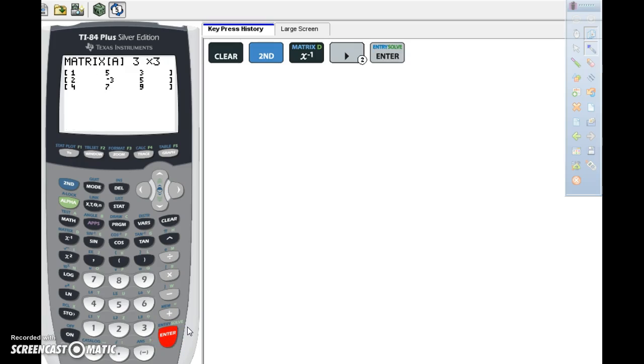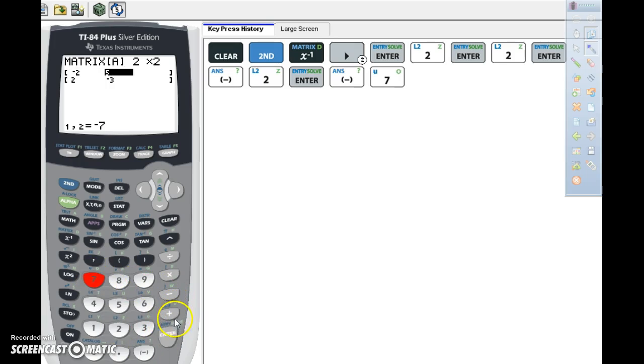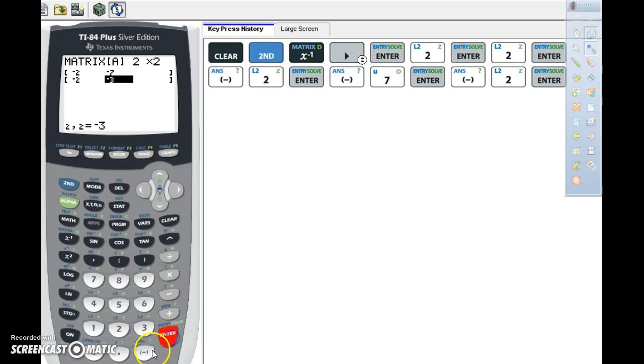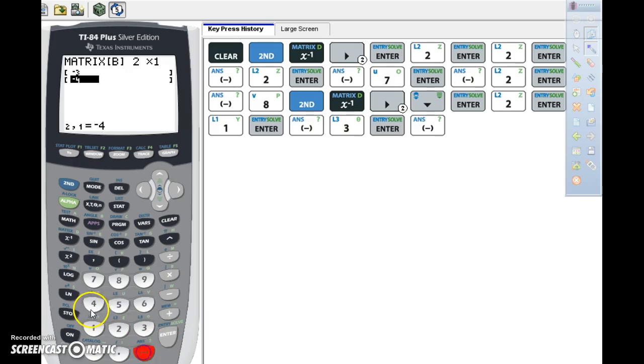And it is a 2 by 2, 2 rows and 2 columns. And it was negative 2, negative 7, negative 2, negative 8. So all the coefficients. Anybody need help getting to the screen? I need to hit enter. Negative 3, negative 4. Put in matrix B if you have not done so.